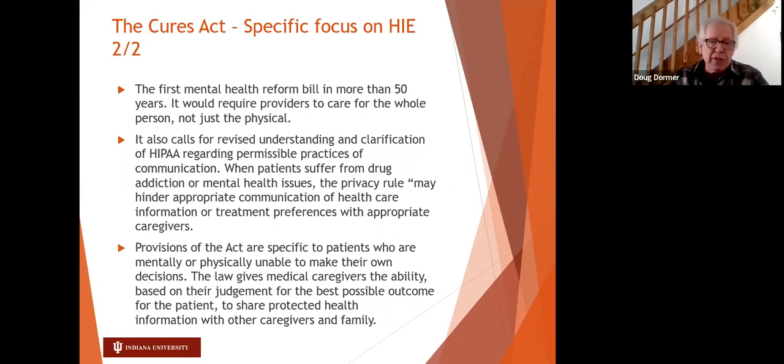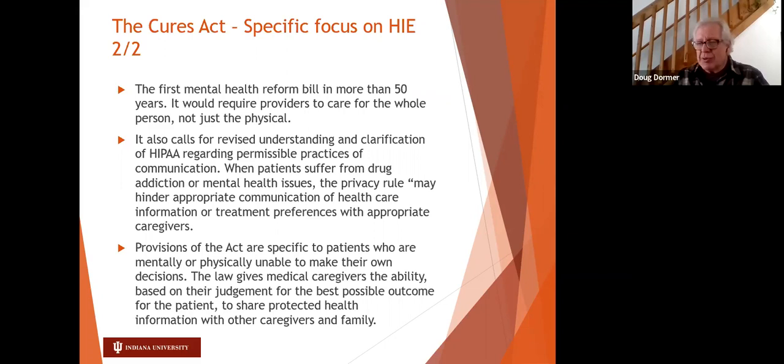When patients suffer from drug addiction or mental health issues, the privacy rule of HIPAA may hinder the appropriate communication of healthcare information or treatment preferences with appropriate caregivers. So the Cures Act tried to sort out that conflict and say, yes, we want to respect privacy, but we also need to make sure that in order to deliver the best care, we must share that information in certain cases for certain reasons.